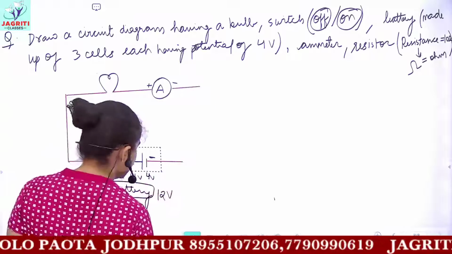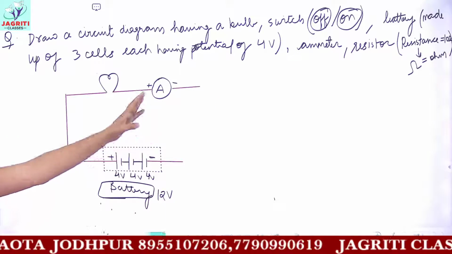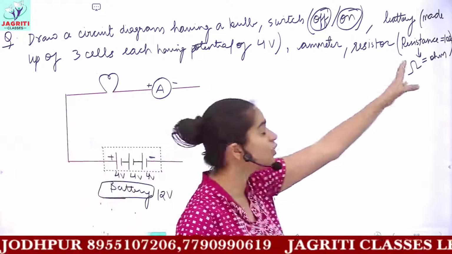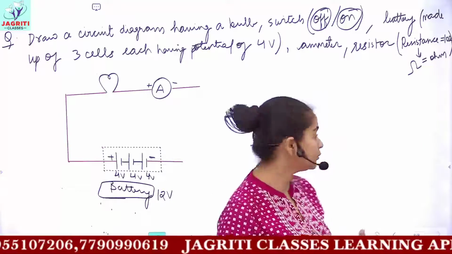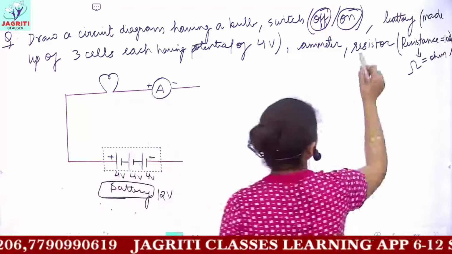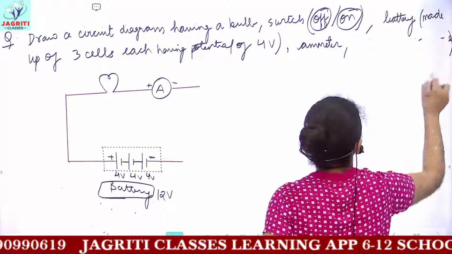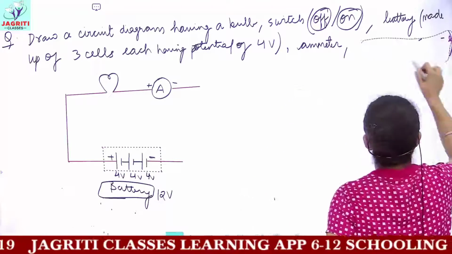Then after the ammeter, you can join a resistor which has a resistance of 10 ohm. But because I have not told you about resistance, we will not be drawing it now. But you can be given it, and I will be telling you again how you can draw the resistance.